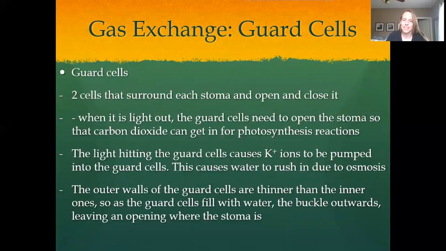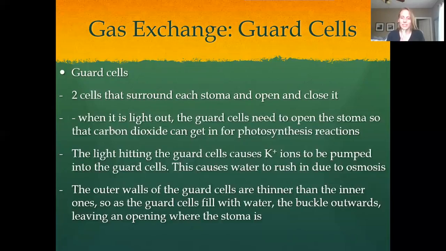As soon as light hits the leaf, it is going to trigger the guard cells to have potassium ions pumped into them. When potassium ions get pumped into the guard cell, you have a buildup of dissolved solids, in this case potassium ions, inside the guard cells. So that is going to cause water to rush into the guard cells just because of osmosis.